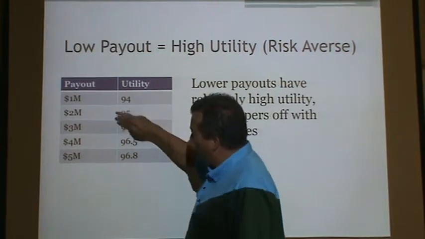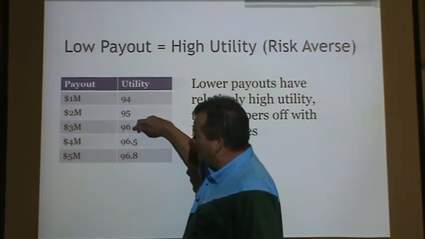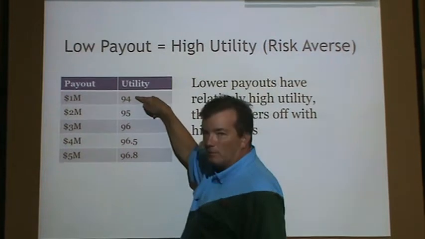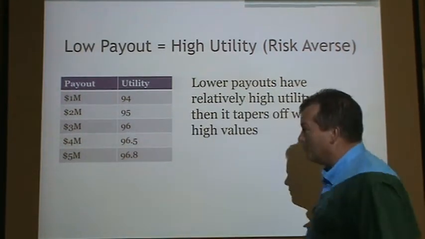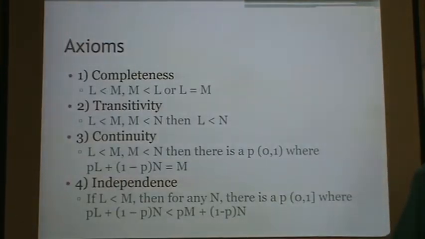So if $2 million is worth more than $1 million to me, and $3 million is worth more than $2 million, then obviously $3 million is worth more than $1 million. I could never have another entry that says $1 million is worth more than $3 million. So it's transitive. That's the second axiom.